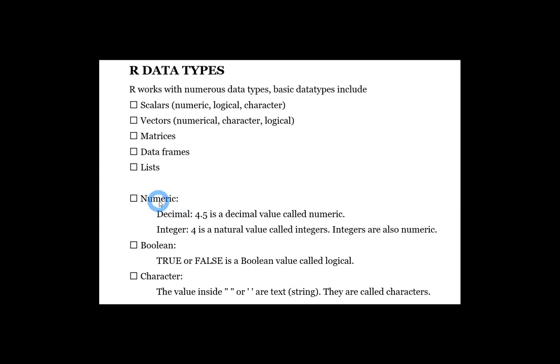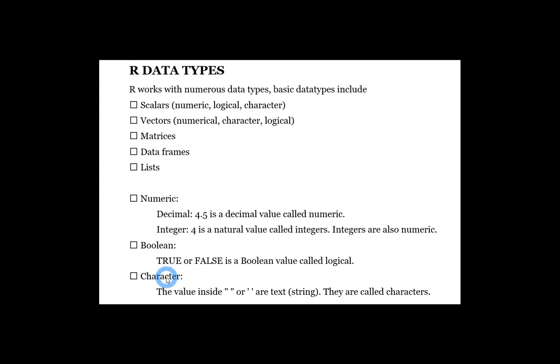By numeric data type, we mean numbers. As the name suggests, it means numbers, and it can be of two further types, decimal or integer. Decimal means it will be a floating point value, right? So 4.5 is a floating point value. And it can also be a whole number, for example, 4. Boolean is a data type which can have two possible values, which are true or false. We also call them logical variables or the logical data type.